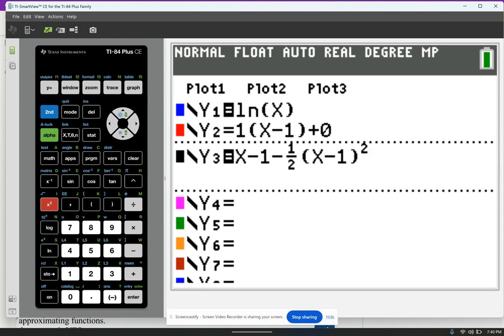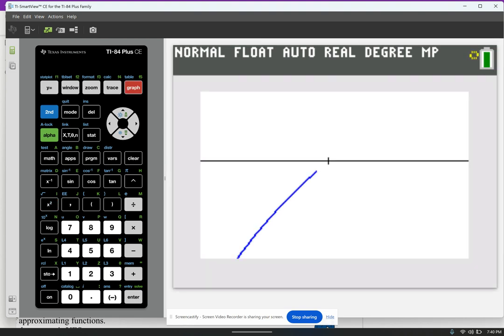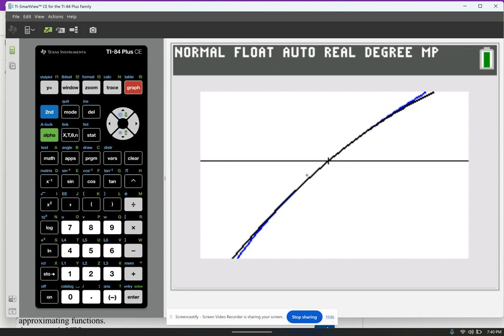So remember, natural log is my original function. This quadratic is supposed to create a better approximation. Let's see. Here's the curve, the natural log function. And here is that quadratic curve. It has curvature, and the curvature is matching even better than the linear function.